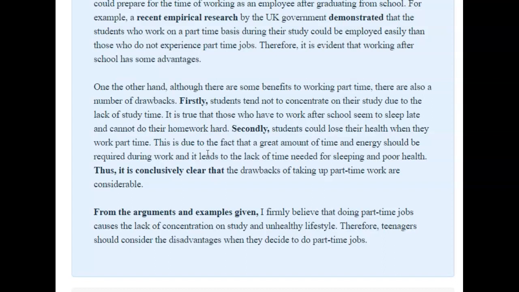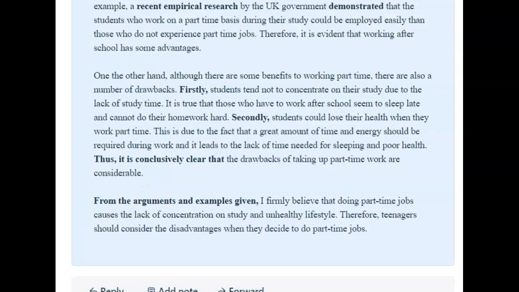Thus, it is conclusively clear that the drawbacks of taking up part-time work are considerable. From the arguments and examples given, I firmly believe that doing part-time jobs causes lack of concentration on study and an unhealthy lifestyle. Therefore, teenagers should consider the disadvantages when they decide to do part-time jobs.